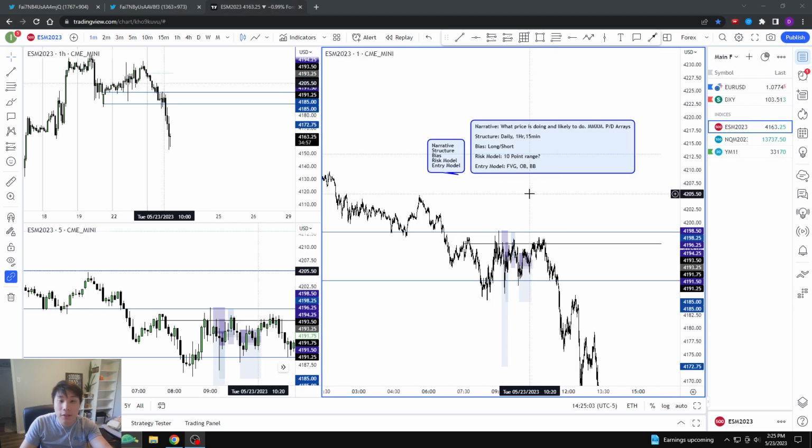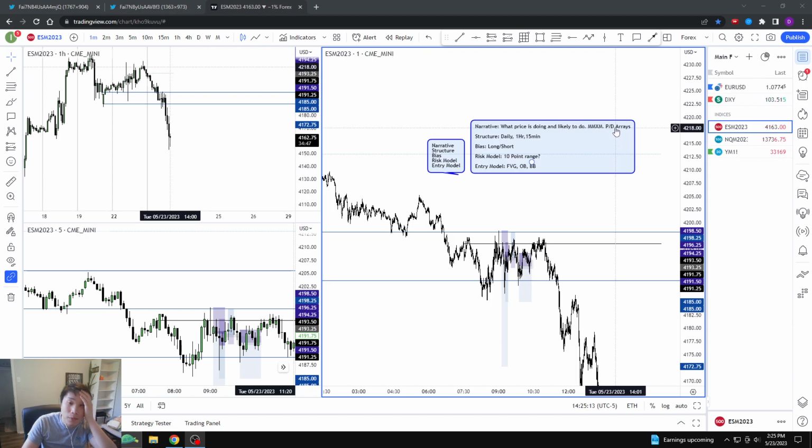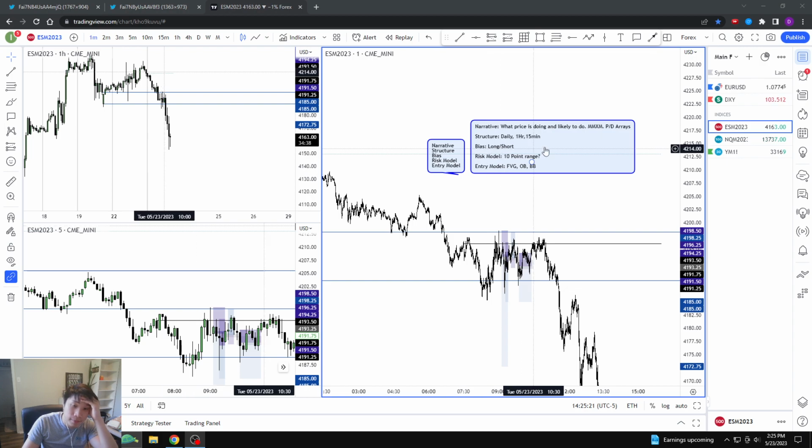How I look at the top down is I start with the narrative, what price is doing and likely to do, the market maker sell model or buy model, and then the price, the premium or discount arrays, PD array. Then I look at the structure, is it bullish or bearish structure on different time frames. We got the daily, 1 hour, 15. And then I go down to the 1 minutes and 5 minutes. Then I choose my bias. Do I go long or short?